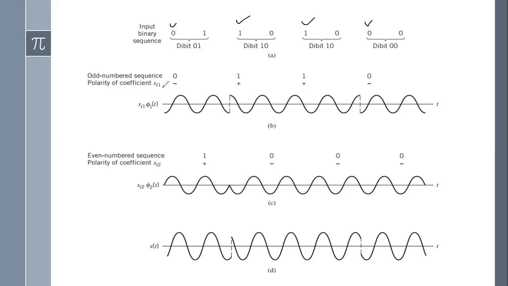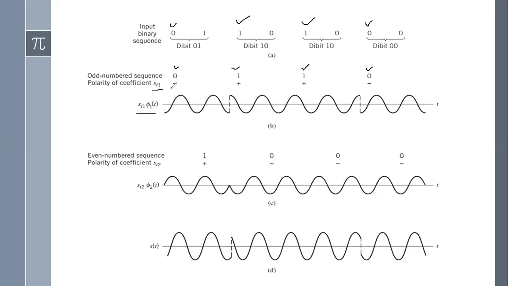Odd number positions are represented by the Si1 coefficient. From odd number position 1 I get 0, from position 3 I get 1, from position 5 I get 1, from position 7 I get 0. So these are the odd sequences. Then I multiply the odd sequences with basis function phi 1 of t. Now what is basis function phi 1 of t? Basis function phi 1 of t is nothing but the cosine signal.